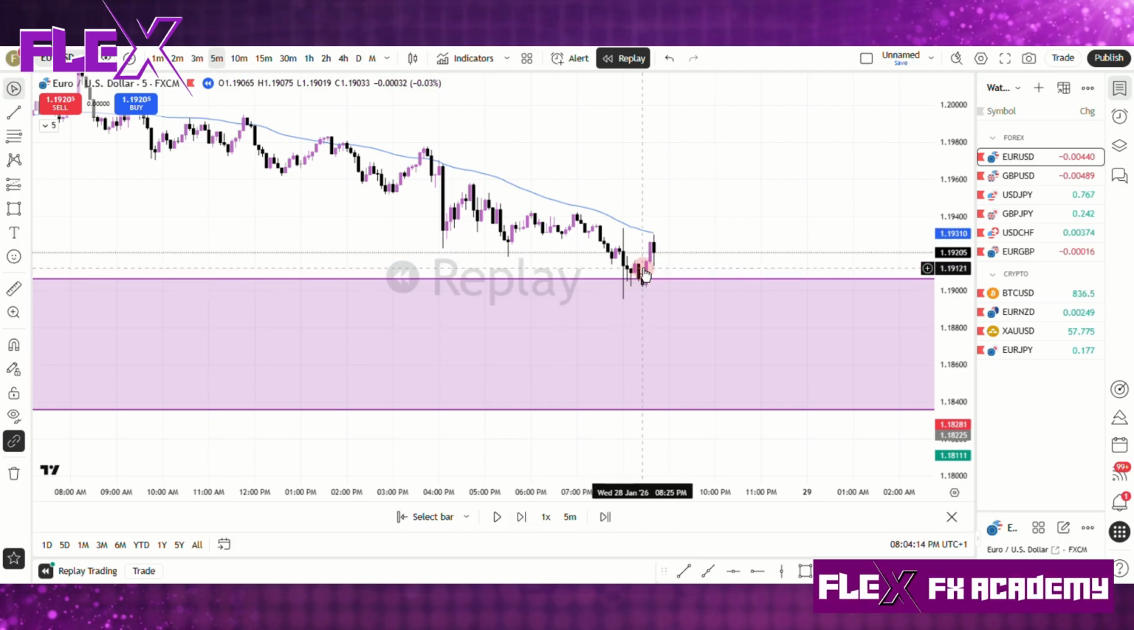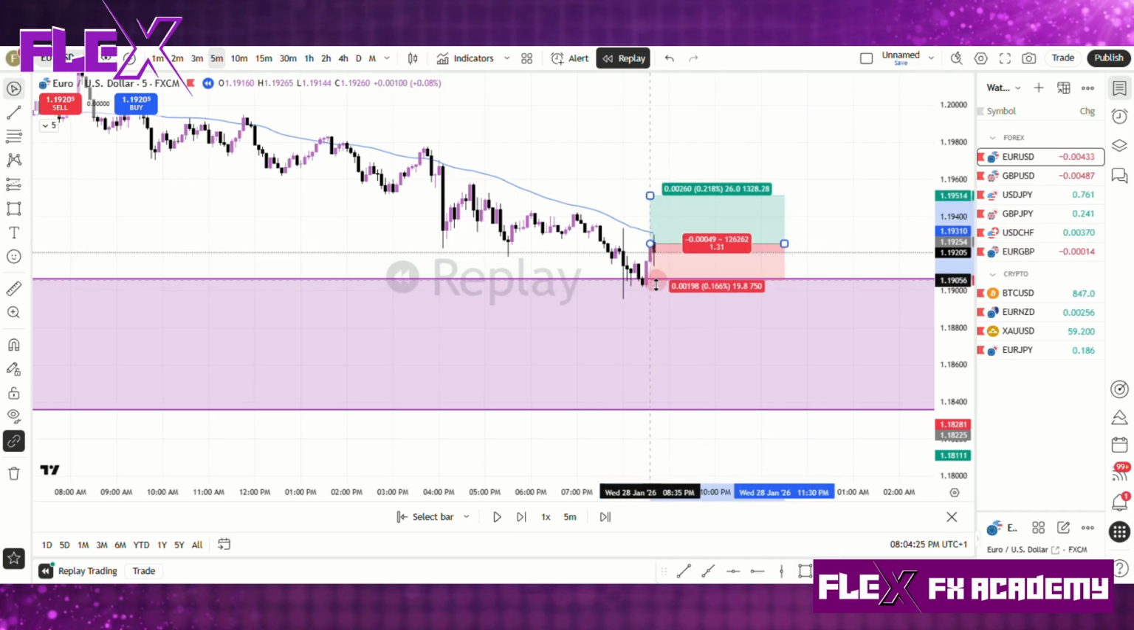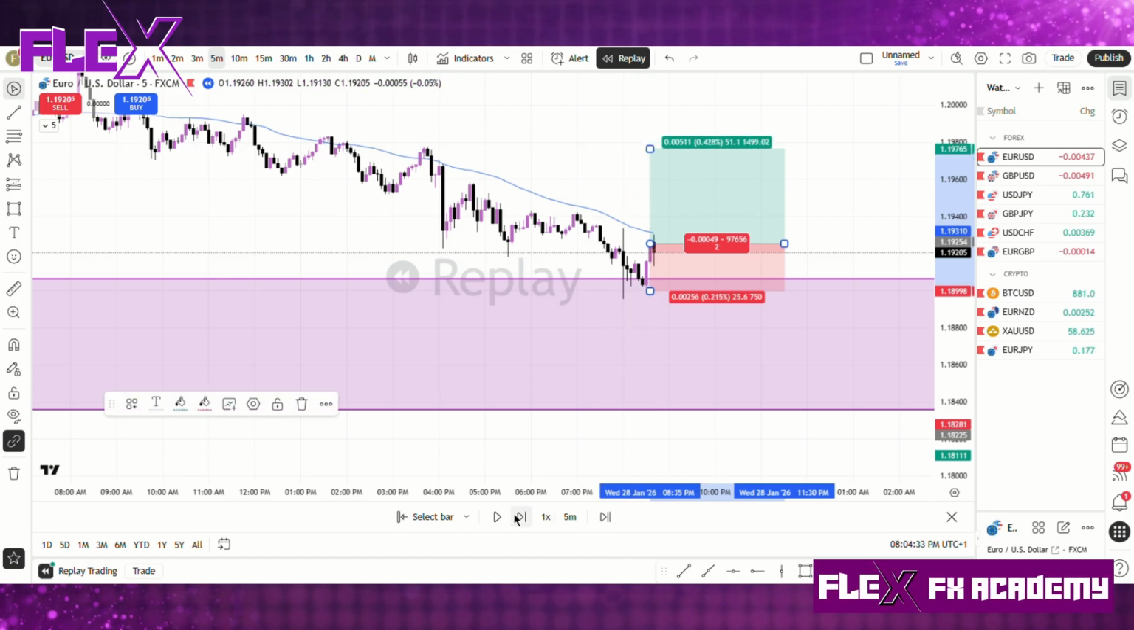Okay, so here we are. We have a break of structure here, and then we have a confirmation here. So with this, I will enter for a long, for a 2-to-1. I'll put my stop loss just below here, and then I'll target 2 to 1. That's simple. Let's see how it plays out.